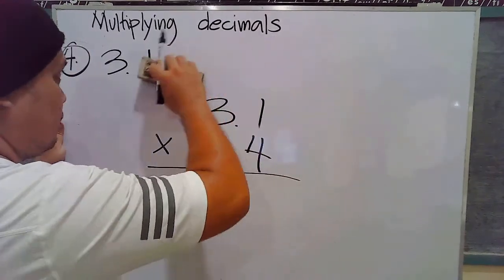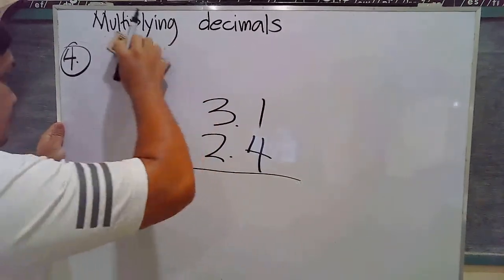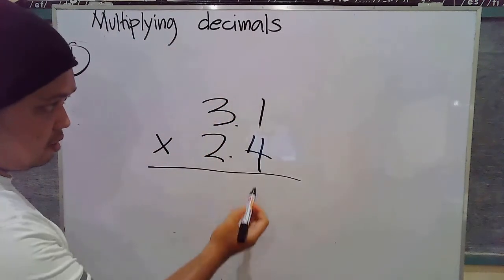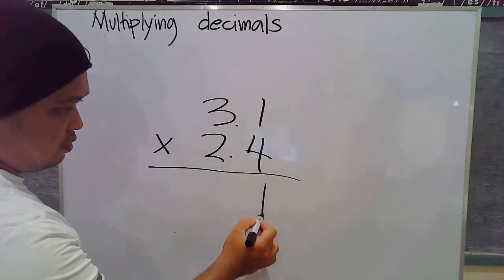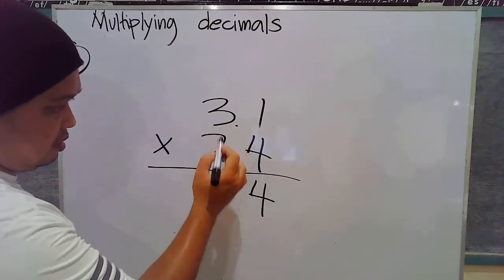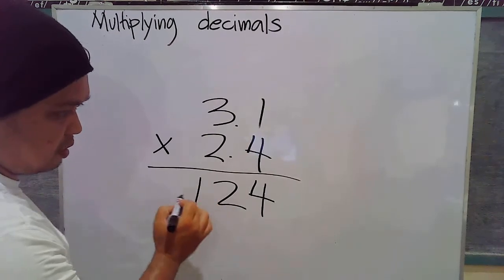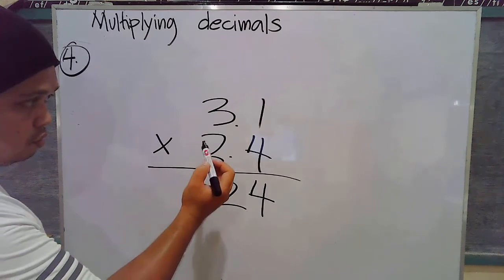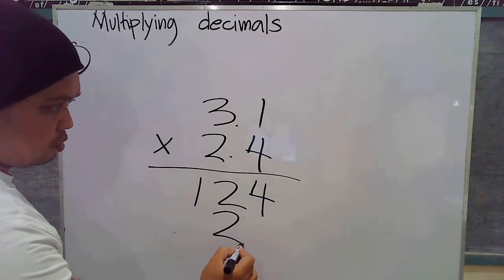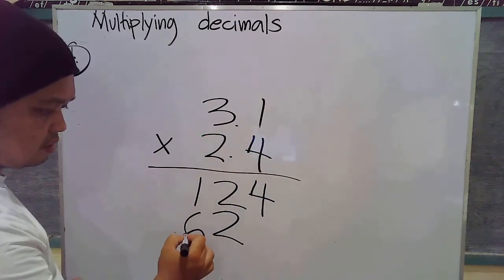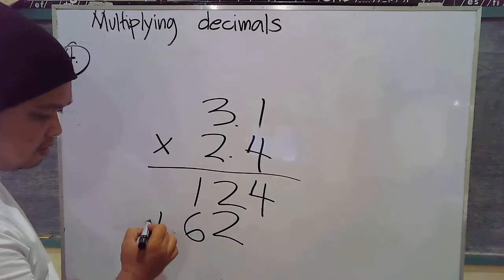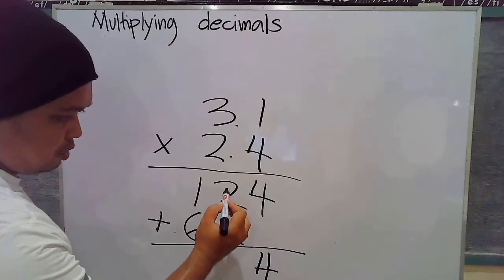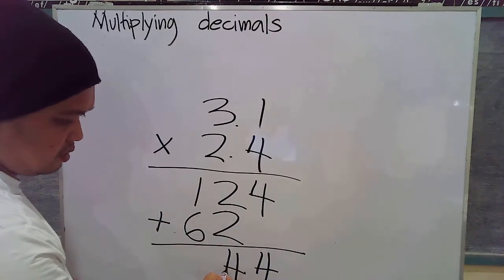We can now multiply. Multiply just like whole numbers. So let's start. 4 times 1 is 4. 4 times 3 is 12. 2 and 1. Okay. Next, let's proceed from 2. So 2 times 1 is 2. 2 times 3 is 6. And let's add. Okay. We know 4. 2 plus 2 is 4. 1 plus 6 is 7.